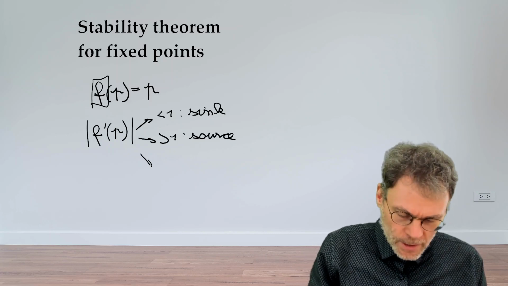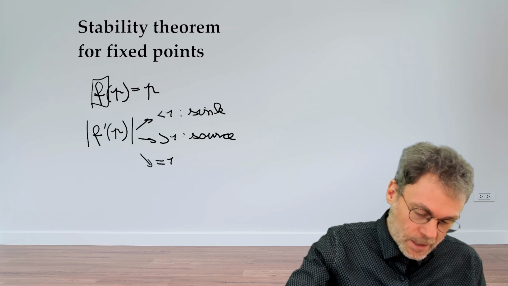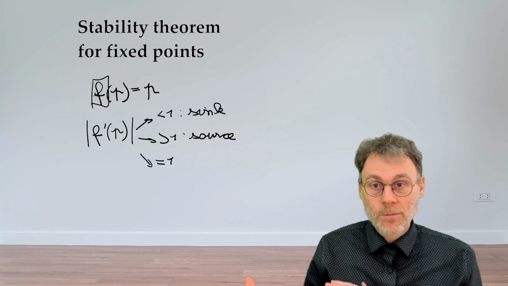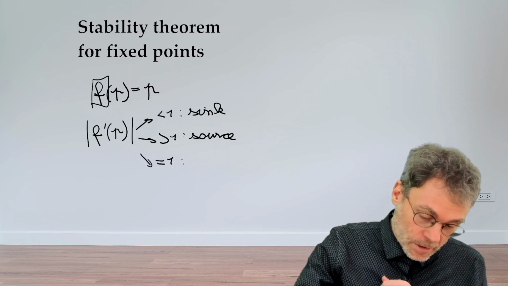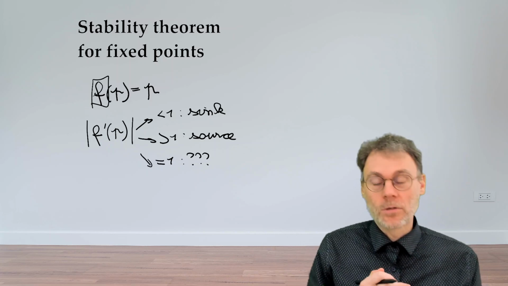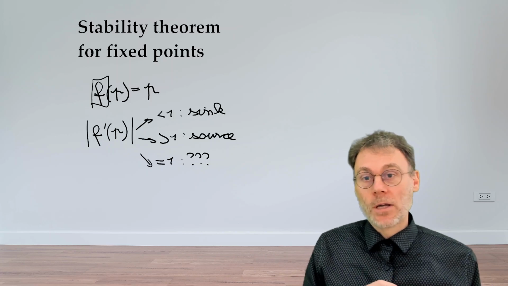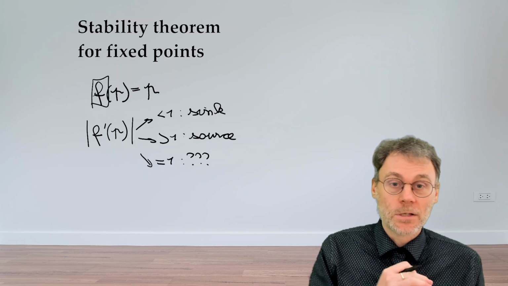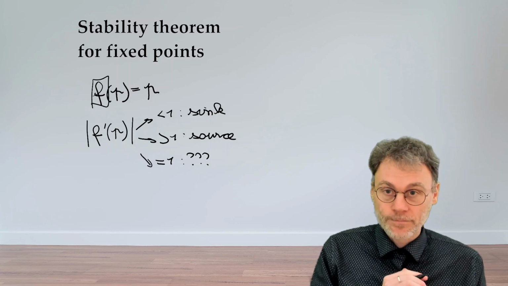And then you might wonder what happens if my magnitude is exactly equal to 1. Well, then obviously the fixed point will still be either stable or unstable, but the theorem that we're going to show you today will not be able to help you here. So in that case, you need to be a little bit more creative to figure out whether you're dealing with a sink or a source.